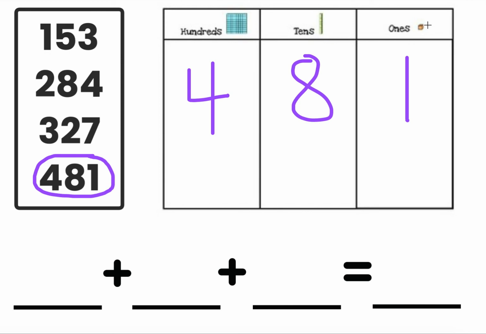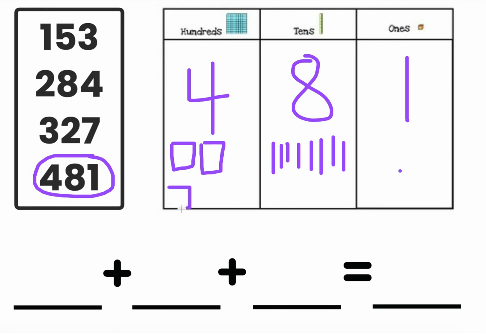Now I can draw my picture. I'm going to draw 1 one, 8 tens, and 4 hundreds. All right, so now I have 4 hundreds, 8 tens, and 1 one. 481, 481. They both match. So now let's bring them over to our expanded form.